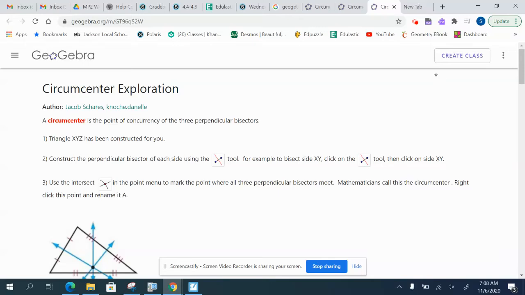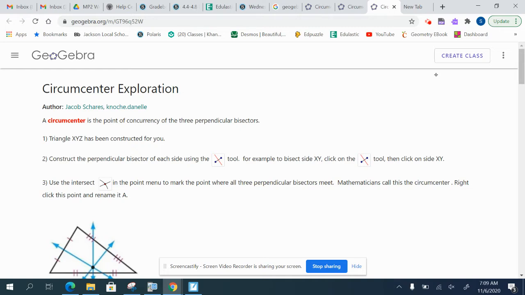Hello everyone, this is lesson 5.2 on perpendicular bisectors. In the last lesson you learned about midsegments. Midsegments were segments in a triangle that intersect at the triangle's sides' midpoints, and you found out that there were 3 midsegments in a triangle. Each midsegment is half of the length of the opposite side and also parallel to the opposite side.